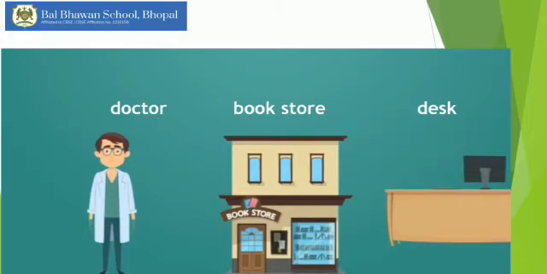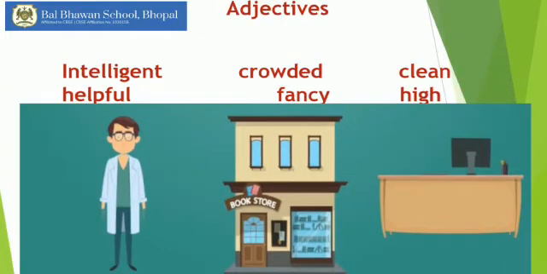So let's give some adjectives to them. So for the doctor, I have used intelligent and helpful. So for the bookstore, I have used crowded and fancy. And for the desk, the adjectives used to describe the desk are clean and high. So the adjectives intelligent, helpful, crowded, fancy, clean, high describe the nouns doctor, bookstore and desk.